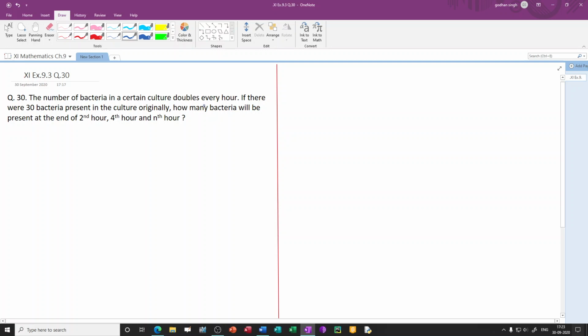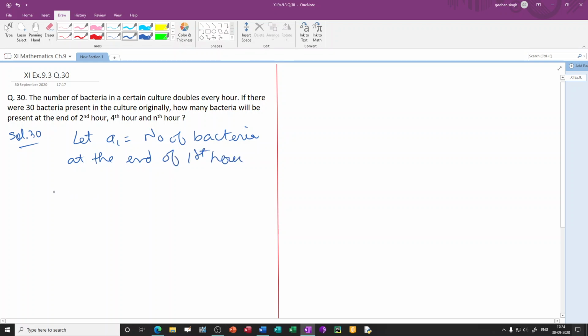It doubles every hour means at the end of 1 hour, whatever was the bacteria originally, it becomes double of that. So solving question 30, let A1 equal the number of bacteria at the end of the first hour.